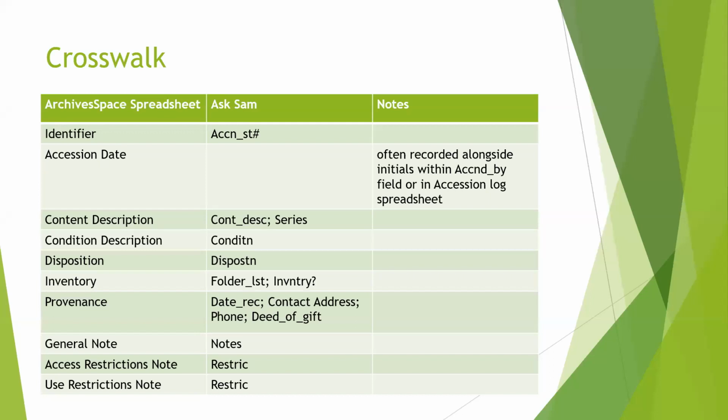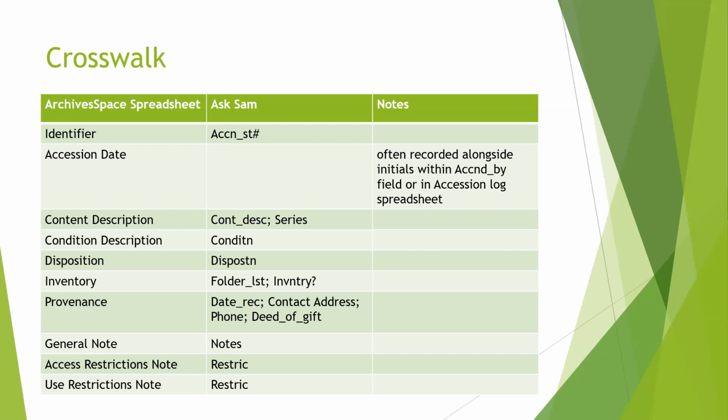And then there were a few instances where the data in AskSam actually needed to be split amongst a couple of fields. The best example of that was access for use and access for restriction. Access and use restrictions were declared in a single field called restriction in AskSam. The content of those notes had to be reviewed manually and parsed out into the appropriate field.